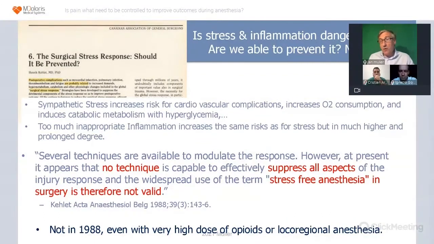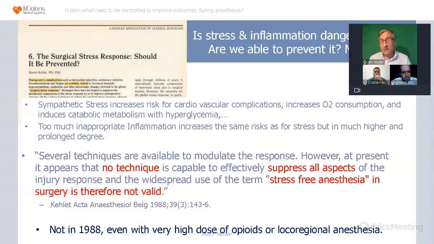Now, are we okay with using opioids in suppressing stress and inflammation? Well, this is a discussion that's already going on for a long time. Even a long time ago, Khaled was already showing that sympathetic stress is a problem. It increases the risk for cardiovascular complications, increases oxygen consumption, catabolic metabolism, hyperglycemia, and so on. And too much inappropriate inflammation also increases this risk. But the anesthesia at that time was not able to suppress that sufficiently, even with a high dose of opioids. And so the name stress-free anesthesia actually is not valid.